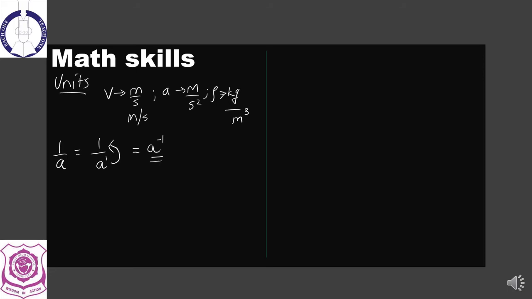So if you take speed, which is meters per second, this is same as writing meters per second to the power 1. And if I want to bring s to the power 1 to the numerator, I get meters per second to the power minus 1.